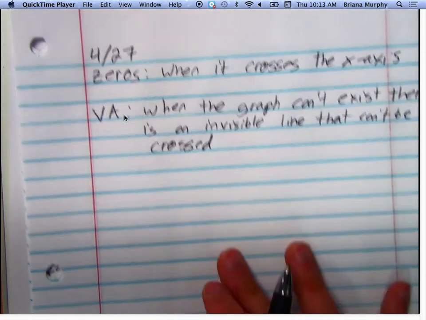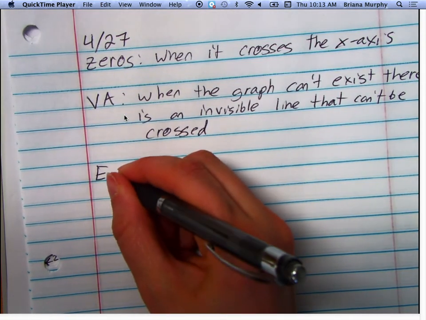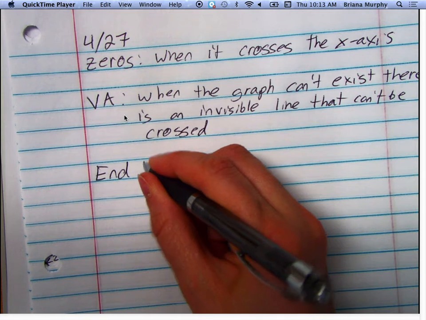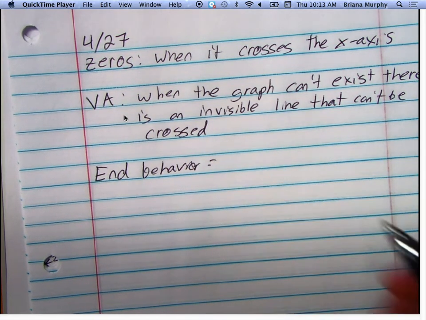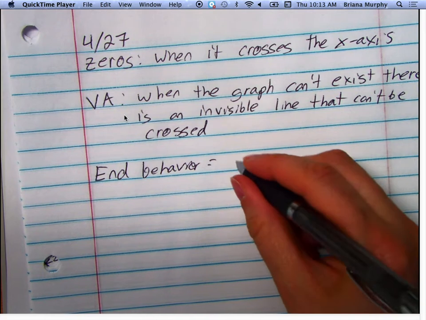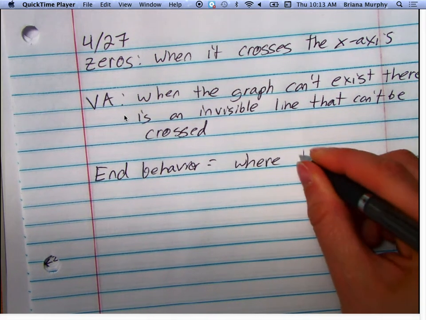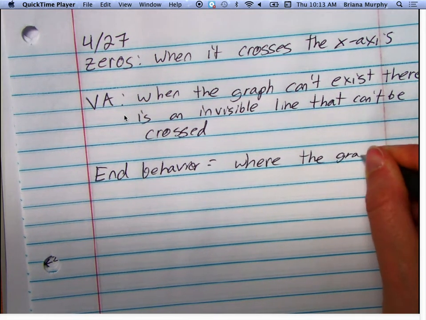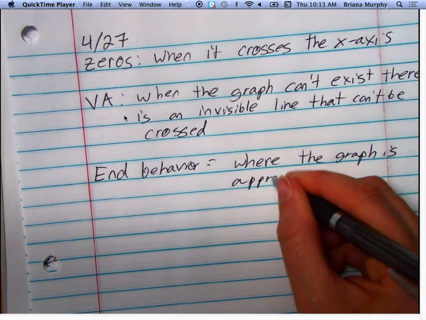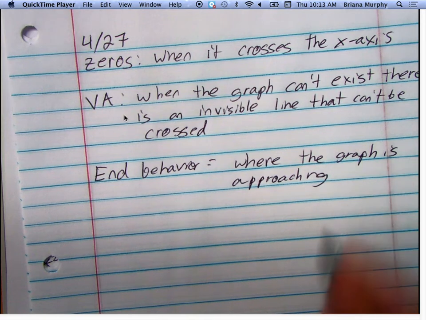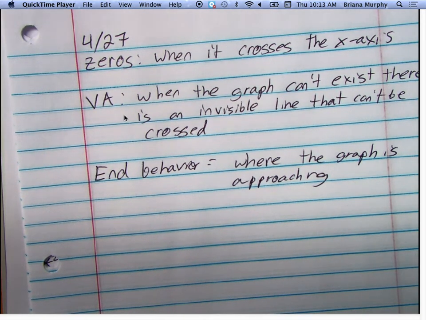Okay? End behavior. Where the graph is approaching, in either direction, positive infinity or negative. So we've talked about those things. Now we're going to add some more.